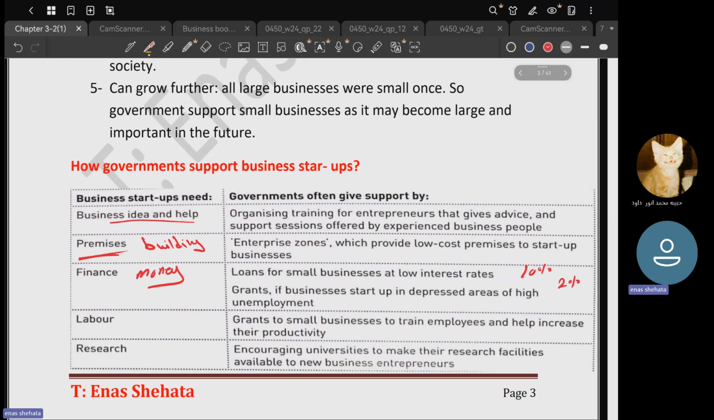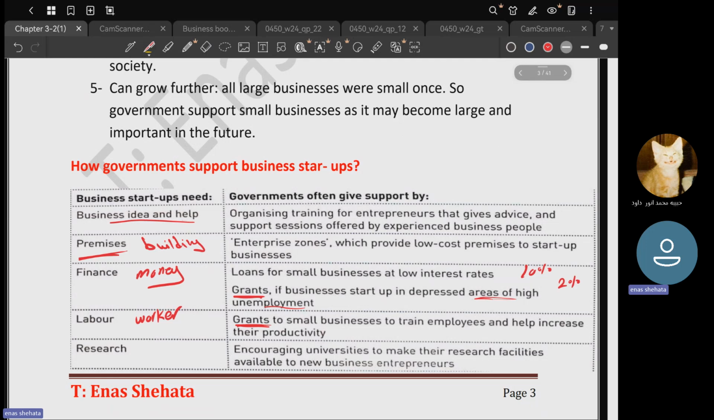Or I may give you some grants. Grants means I will give you some financial help without repaying it back. I will give you these grants only if you open your business in an area of high unemployment. So if you open your business here, I will give you this money without repaying it back. Labor. Labor means workers. I may help you with your workers. How? I may give you grants. We said grants is money, given to you as a gift without repaying it back.